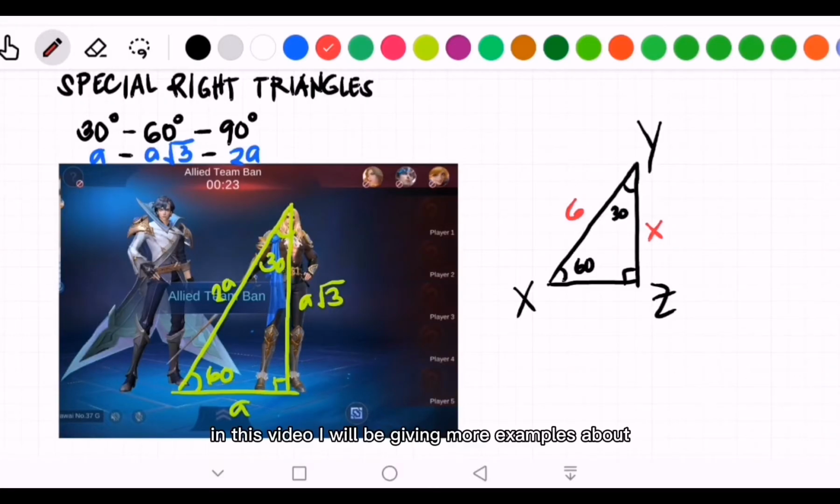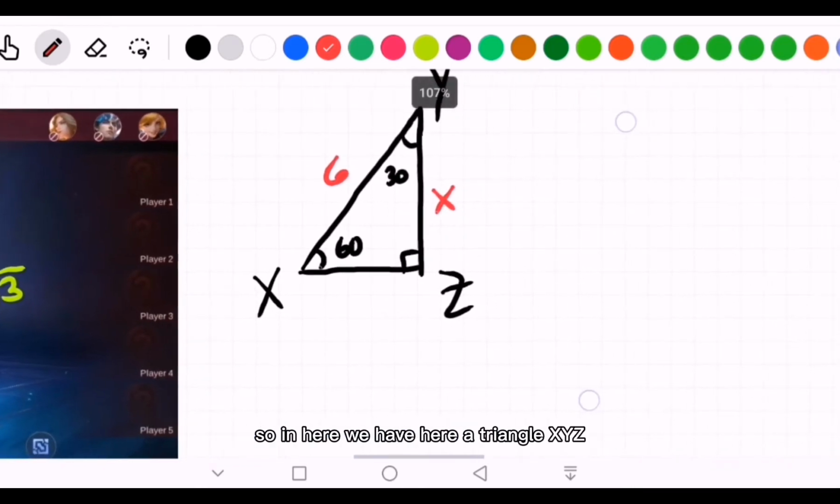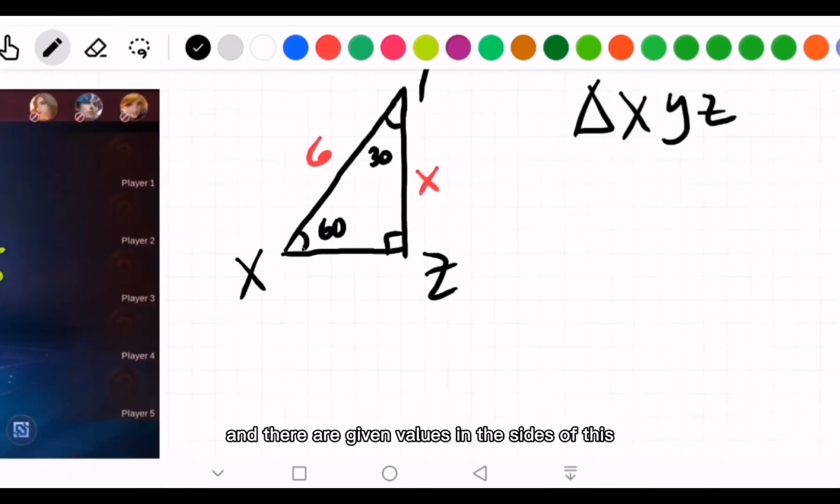In this video, I will be giving more examples about the proportions on the sides of special right triangles, which is the 30, 60, 90 triangle. So in here, we have a triangle XYZ, and there are given values in the sides of this 30, 60, 90 triangle. As you can see, the opposite of 60 is x, and the opposite of z is 6.